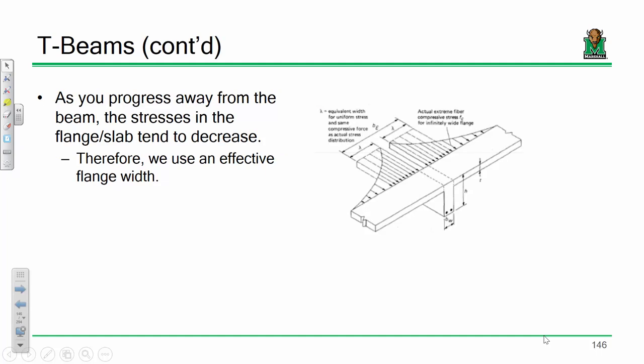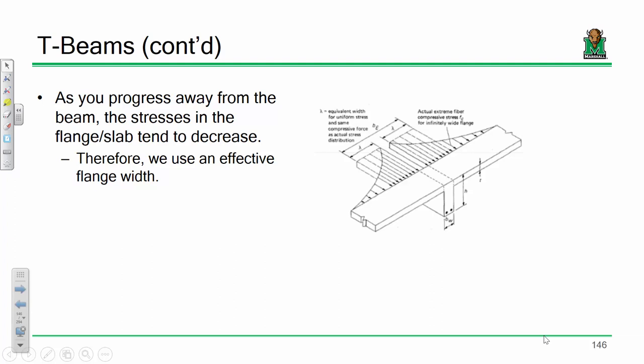The first question that you have to answer is how much of the flange do you consider? In other words, let's say I have a floor system, and I'll draw it out real dramatically. Let's say here's my floor system, and let's just say it goes on and on and on. Let's say I'm looking at this beam. How much of this slab do I consider effective for the beam? Is it that much? Is it that much? How much do I use?